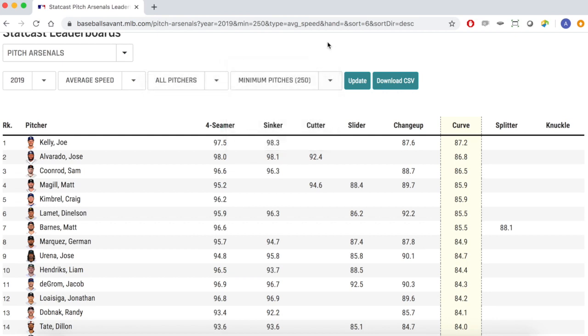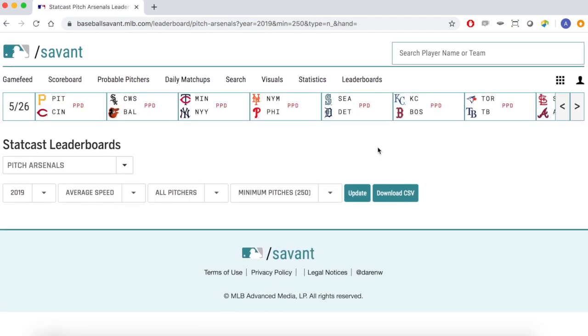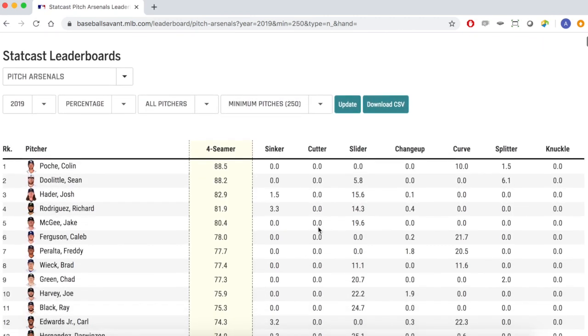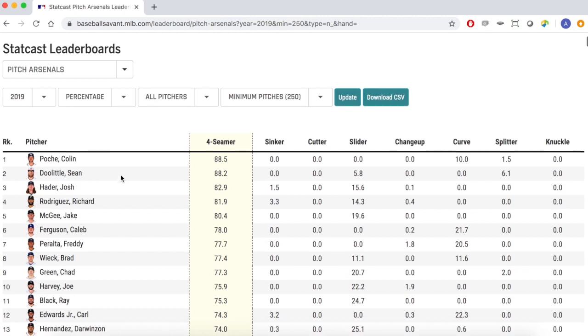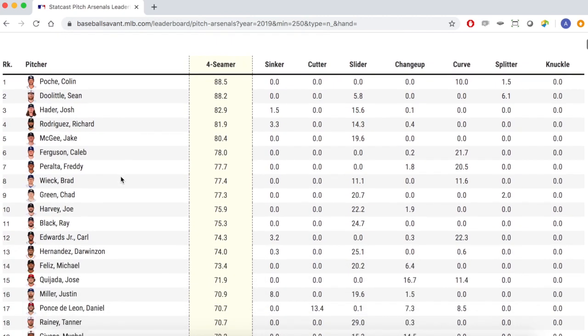But the most interesting other feature on this page is if you go to where it says average speed and you change that to percentage and you click update, it's the same idea. It just shows you who throws a particular pitch the most. So this will always sort by four-seamer to start with, and you can see that these guys at the top, Colin Poche and Doolittle and Hader, throw their four-seamer over 80% of the time. Again, a quick and easy way, like who throws their four-seamer the most?